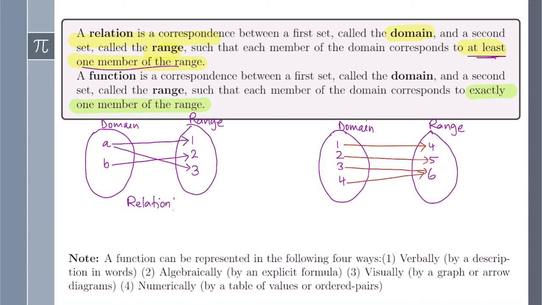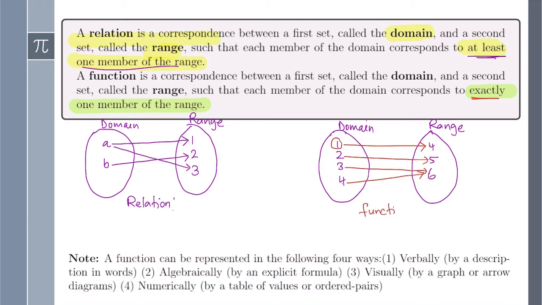Now, let's see if it satisfies our definition. It says each member in the domain is mapped exactly to one member in the range. If you look at 1, 1 is mapped to 4, so it's mapped to just one member in the range. 2 is mapped to 5, exactly one member. 3 is mapped to 6, exactly one member. And 4 is mapped to 6, so 4 is also mapped to exactly one member in the range. So this is a function.